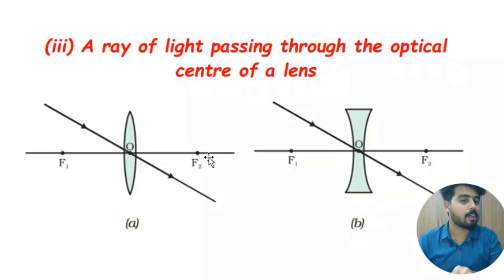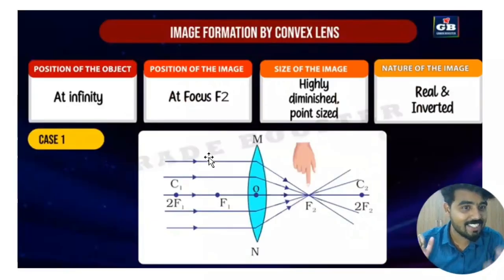It is happening in the mirror. But here we are talking about the lens. In a lens, when a ray of light passes through the optic center or optic axis of the lens, nothing will happen. It will directly pass through. That's all. Now we are moving to the case studies.